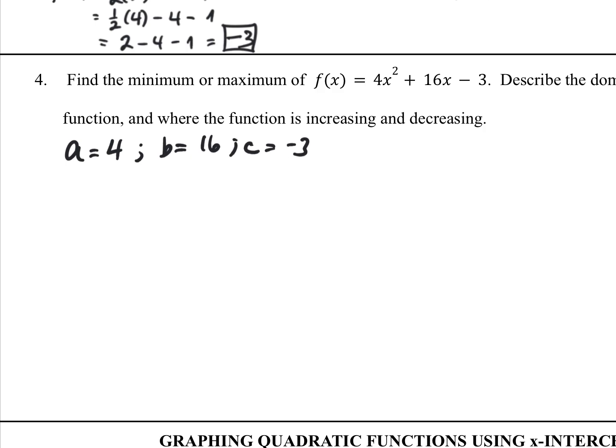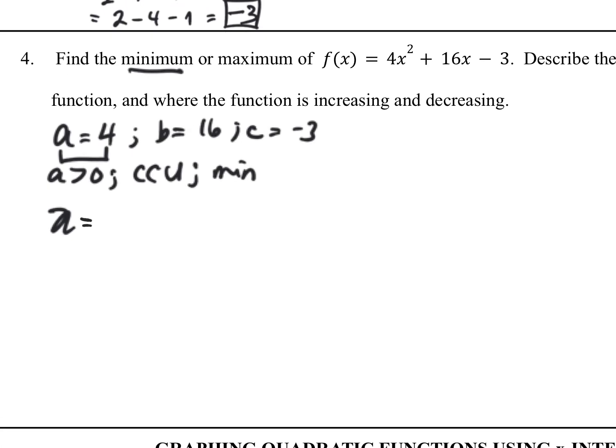Okay, so also what can we say about our a? Our a is greater than 0, then it means that it's going to be concave up. And if it is a concave up, then we're going to have again a minimum. Okay. Now let's find the x coordinate of our vertex. Okay, so x is equal to -b over 2a. Our b is 16, -16 over 4 times 2.